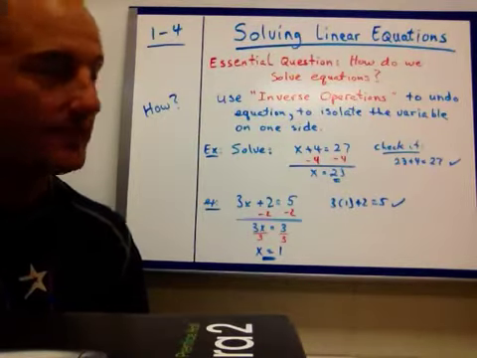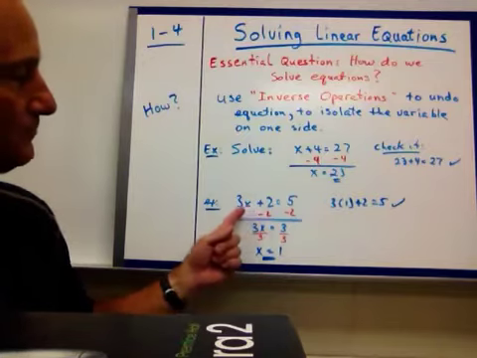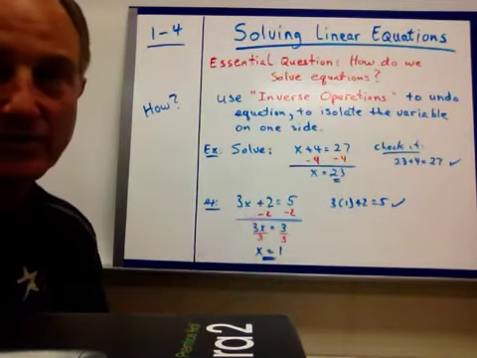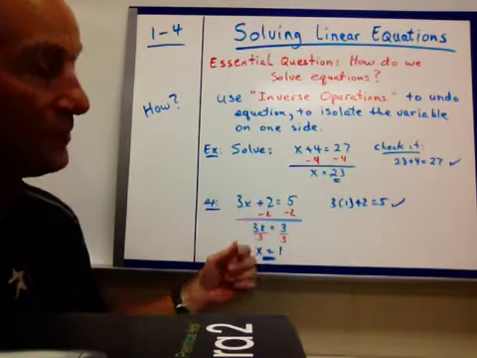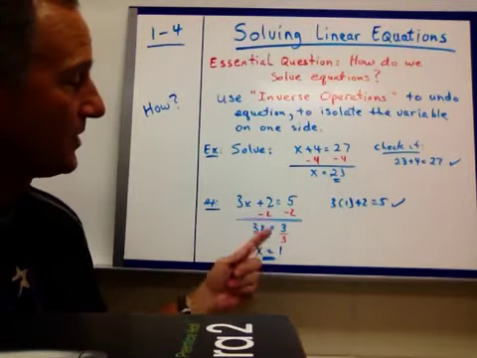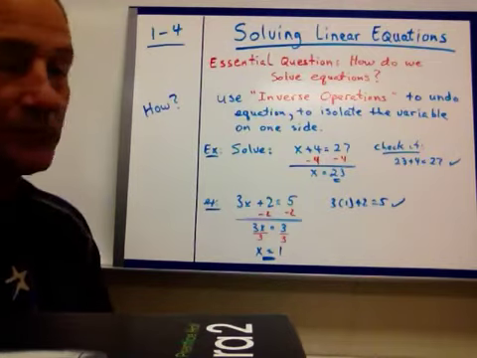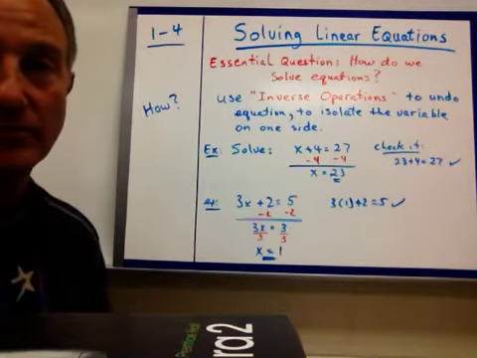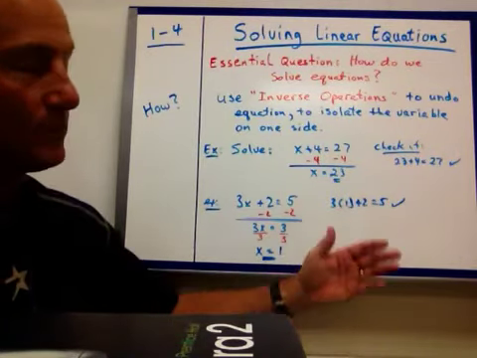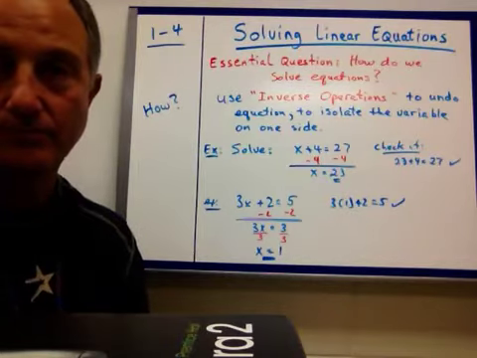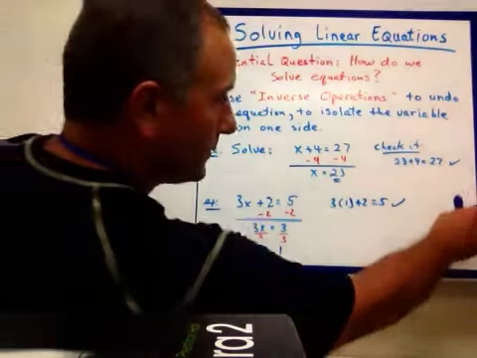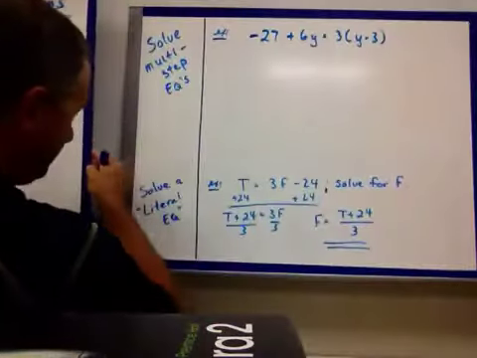And you can always plug the answer back in for the x and check to see if it's the correct solution. Okay? Kicking it up a little bit, here we've got multiplication and addition. So I'm going to start out by getting rid of addition and subtraction first. So subtract the 2 from both sides. You're left with 3x equals 3. Divide the 3 out, x is 1. You can plug it back in, 3 plus 2 is 5. So that works.